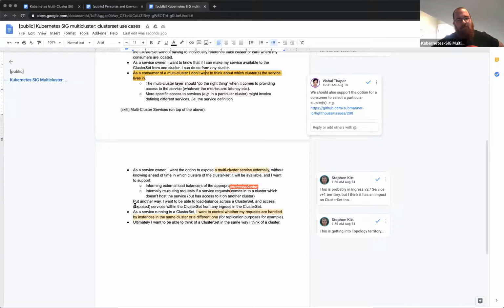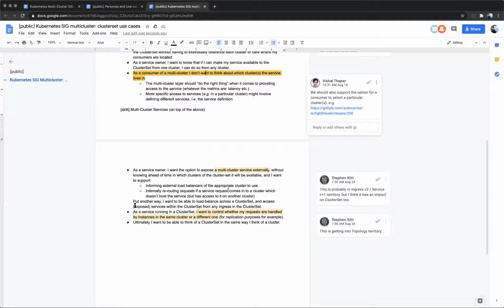And so this is related to north-south load balancing, but hopefully in a more generic way. Put another way, I want to be able to load balance across a cluster set and access exposed services within the cluster set from any ingress in the cluster set. My last point really is, ultimately I want to be able to think of a cluster set in the same way I think of a cluster. We have concepts currently where we expose services in a cluster, and this is just extending that to a cluster set.